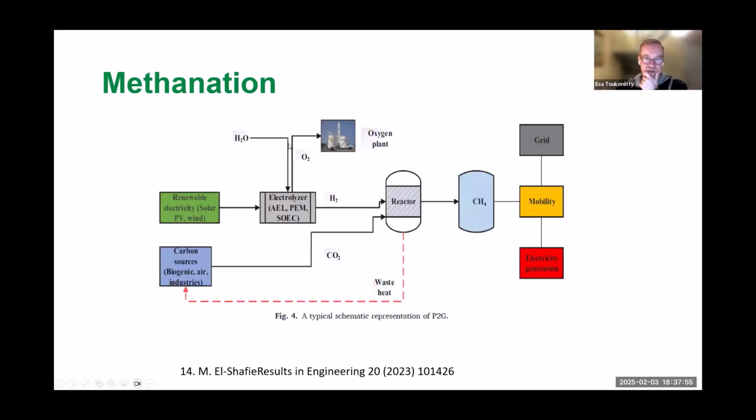Also, in all this water electrolysis, one product is oxygen as well. We haven't discussed where it could be used, but certainly oxygen is also used here and there.